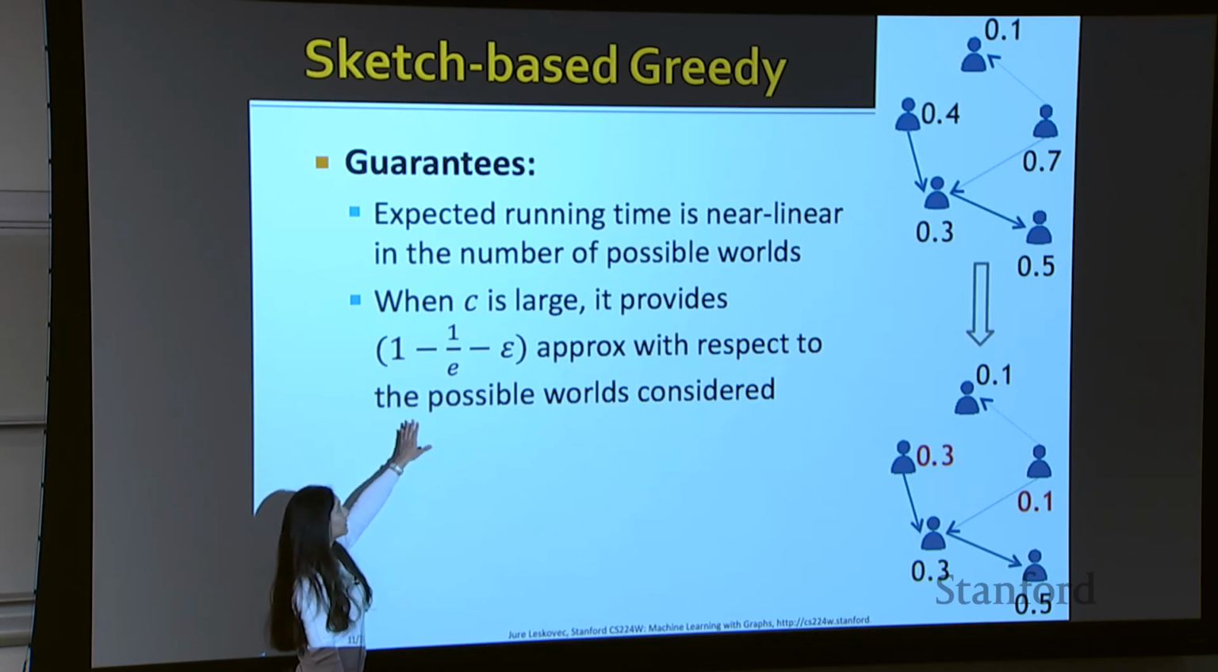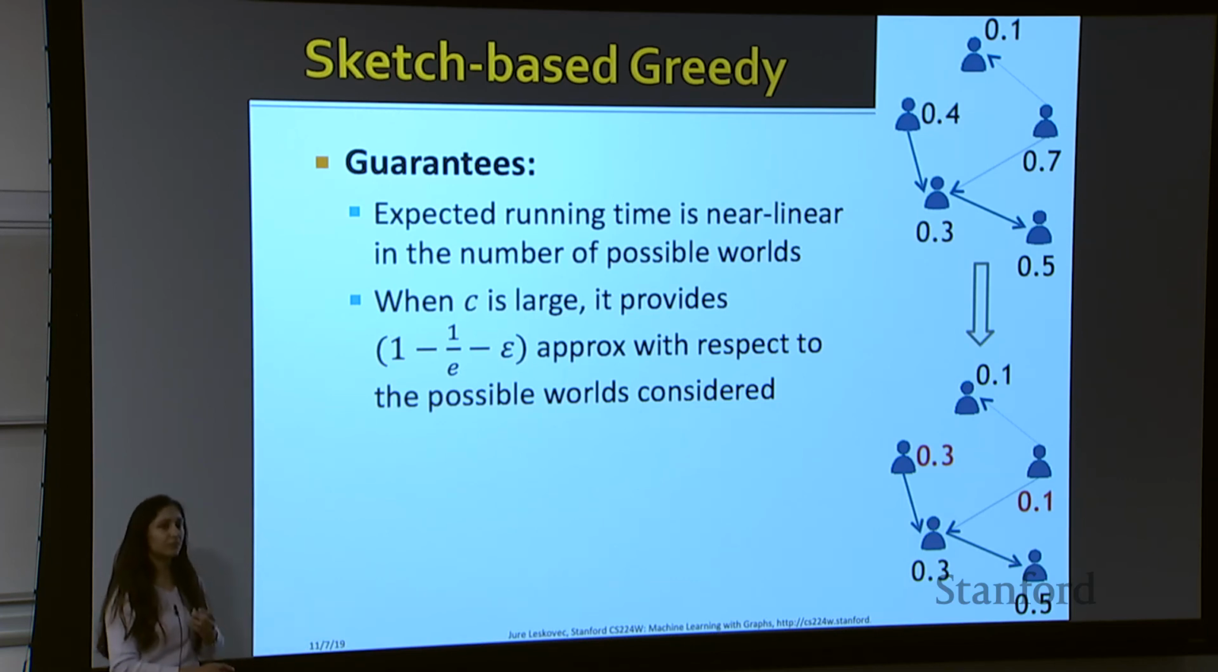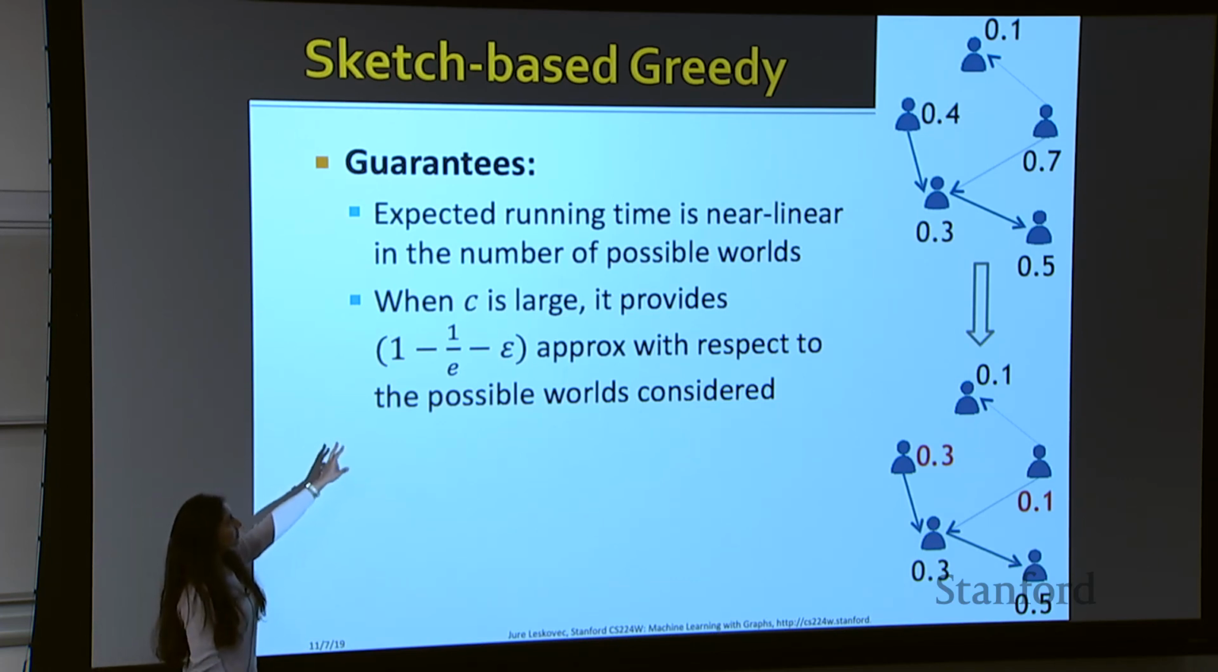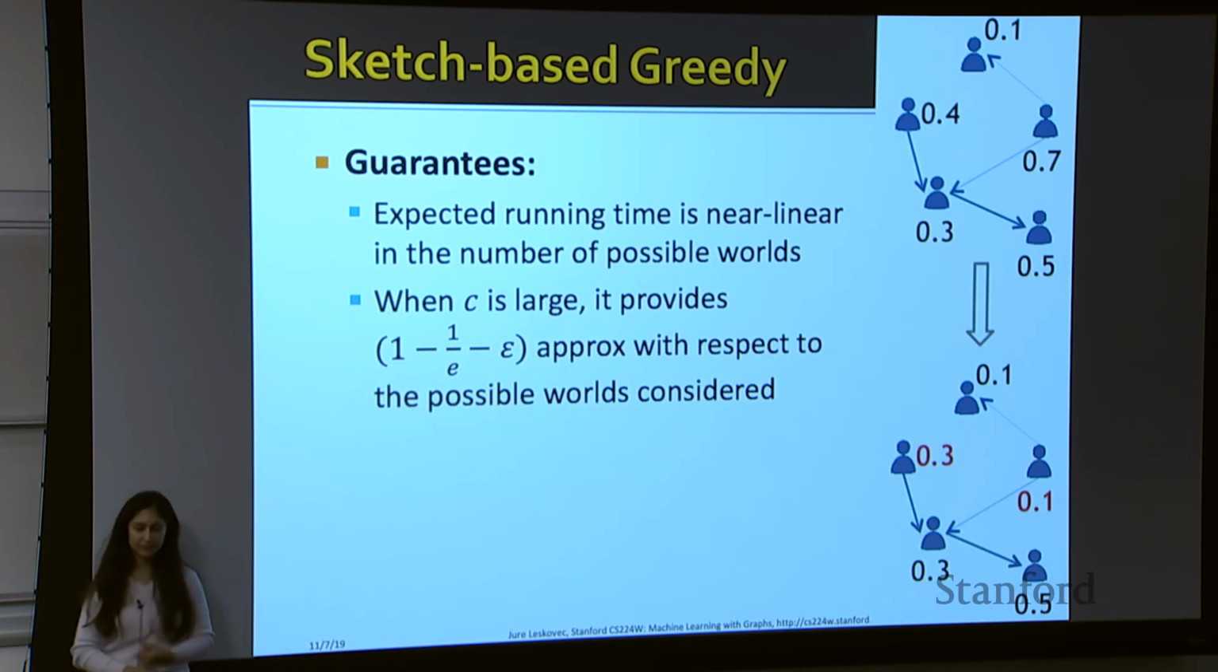The 1 minus 1 over e minus epsilon that greedy gives us is with respect to the truth, the true influence. This expectation would be with respect to greedy. So we are trying to approximate greedy. With these sketches, we are trying to approximate those expected influences. So with these sketches, we approximate greedy.